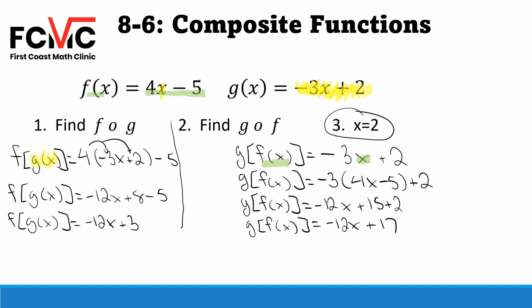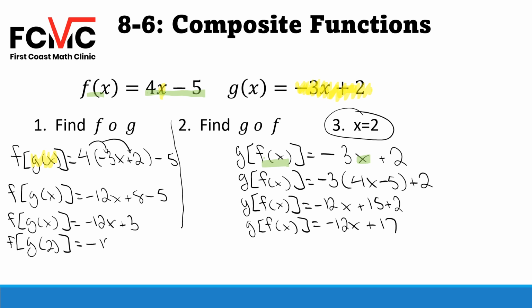Last one, number 3 for this. We want to evaluate this when x equals 2. So let's go back to 1 and 2 and substitute 2 in. We can start right at this last step. So we want f of g of 2.